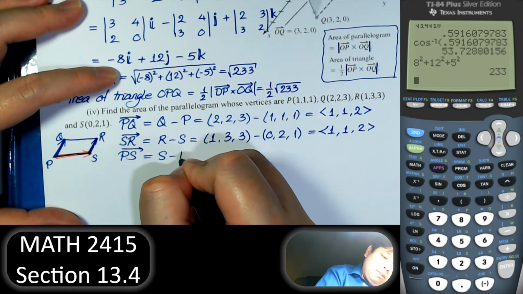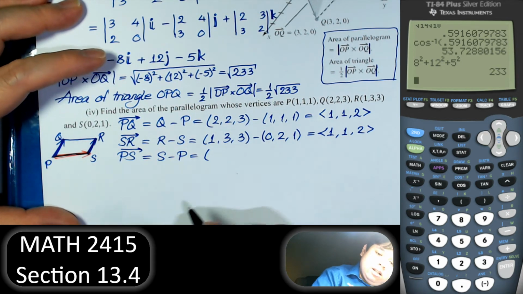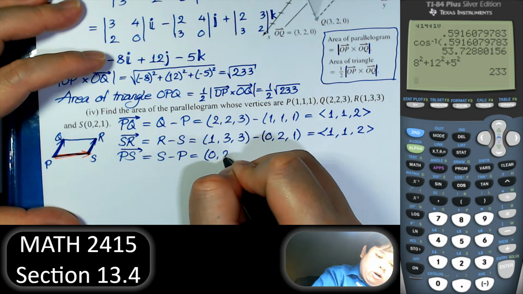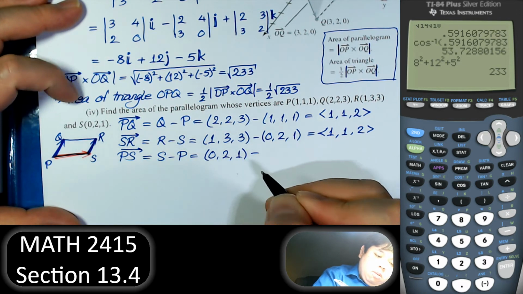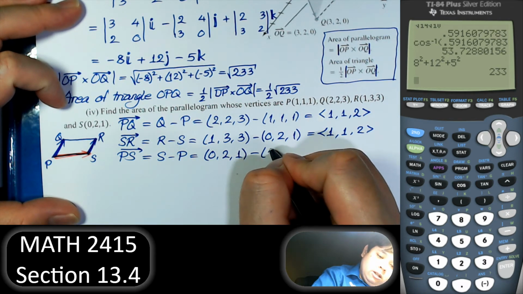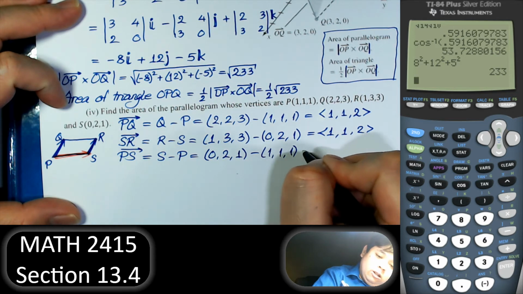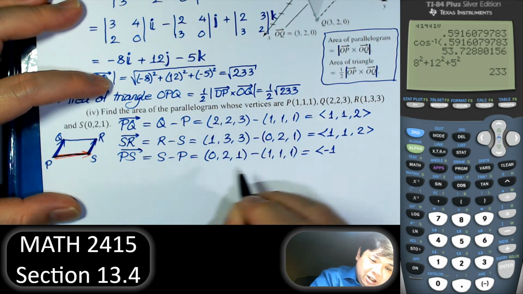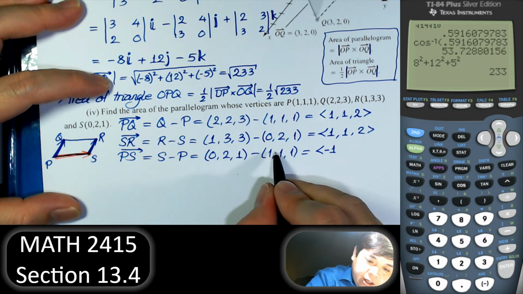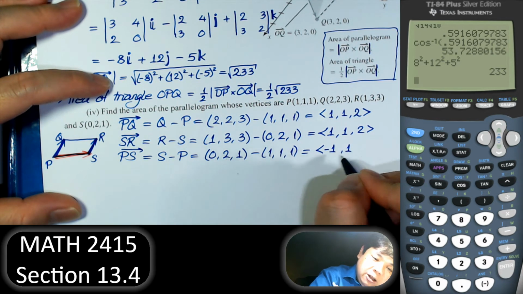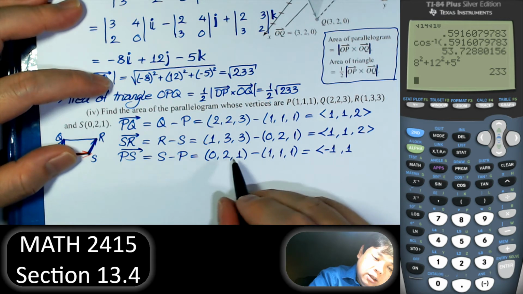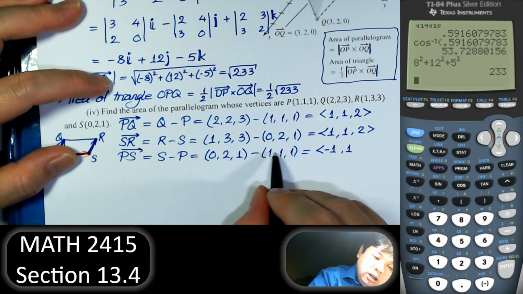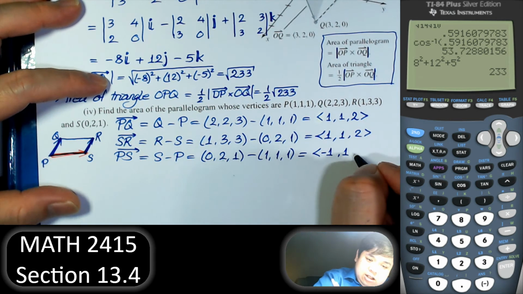PS is S minus P. S is 0, 2, and 1, minus P, 1, 1, and 1. So that will be negative 1, 1, and 0.